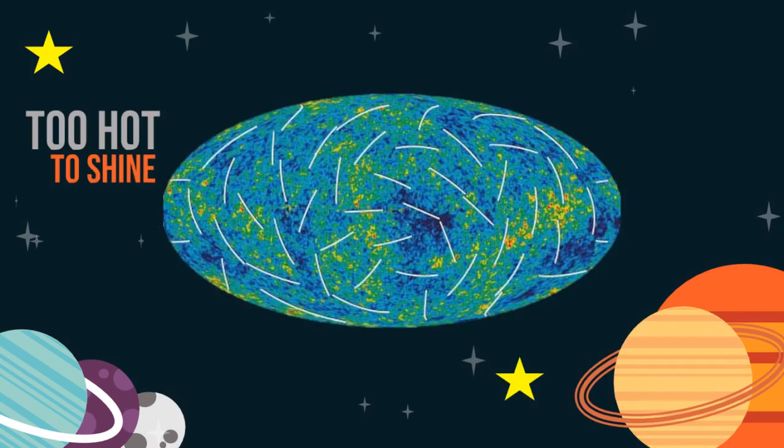For the first 380,000 years after the Big Bang, however, the intense heat from the universe's creation made it essentially too hot for light to shine. Atoms crashed together with enough force to break up into a dense, opaque plasma of protons, neutrons and electrons that scattered light like fog.